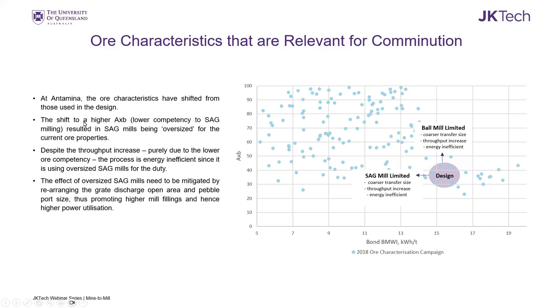So the shift to a higher HSV resulted in SAG mills being oversized for the current ore properties. Despite the throughput increase, obviously with softer ore you get higher throughputs, despite these throughput increases, purely due to the ore competency, the process is energy inefficient since it's using oversized SAG mills for the duty.